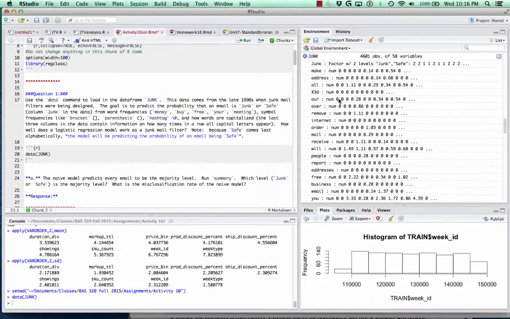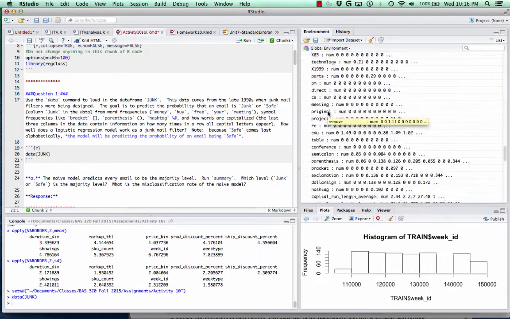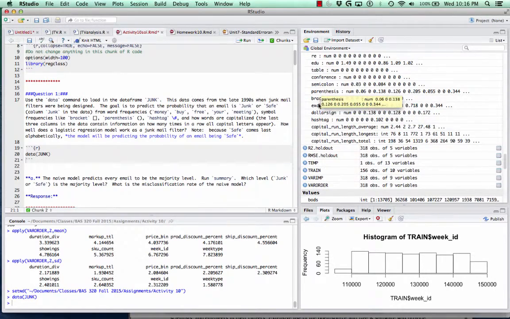And if we look to see what variables we have, the word frequencies of make, address, all, hour, over, etc., along with some frequencies of characters like semicolons, parentheses, hashtag, etc., and then also some characteristics of capital letters in the email. And we might wonder, okay, how well could a logistic regression model do at predicting whether or not an email is safe or if it is junk?